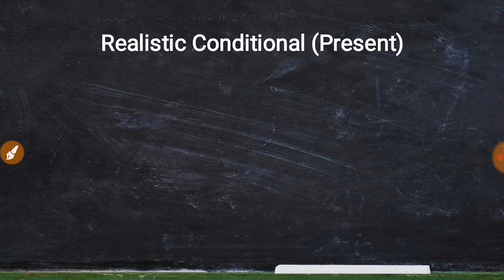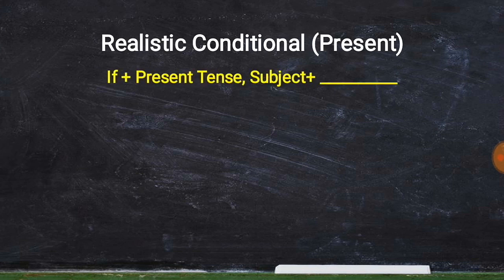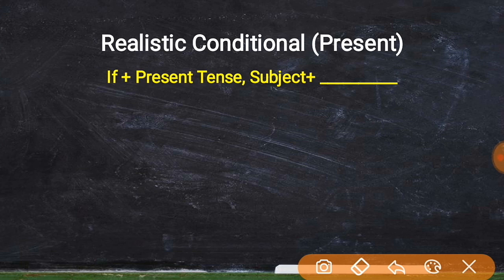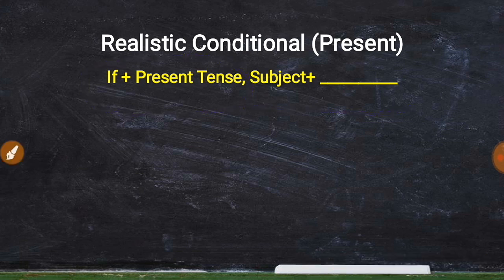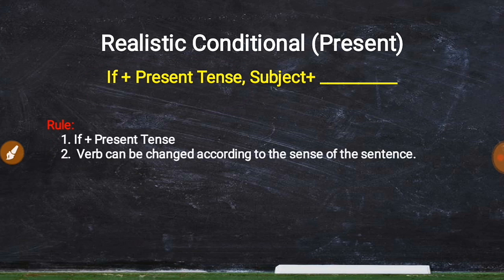First one is the realistic conditional sentence. Let's see the structure. The main clause is in the present tense or the simple present. Next one is the subject, and after that the verb will be according to the sense of the subject. So let's see the rules. What are the rules for realistic conditional? The first one is if and present tense, and the second one is that the verb can be changed according to the sense of the sentence. Actually, what type of sentence is this realistic conditional?